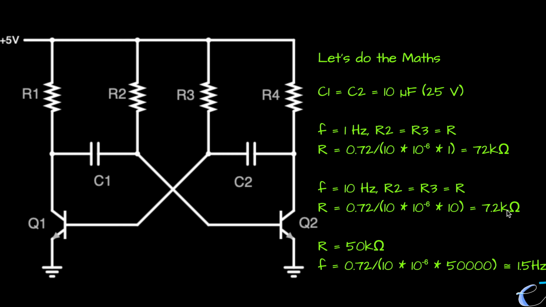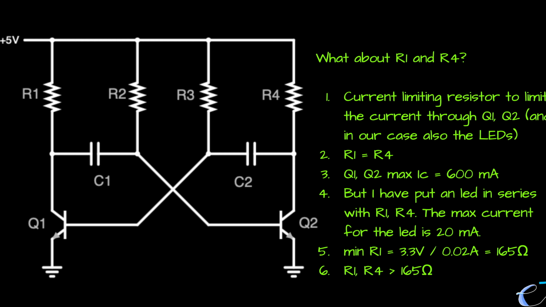Again, going by availability, I do have two 100 kilo ohm resistors, so we can put them in parallel and make a 50 kilo ohm resistor, which will then give us an effective frequency of 1.5 hertz, which basically means the LED will blink 3 times in 2 seconds, which should be very easily visible to the human eye. So this is good. And so this gives us the values for R2, R3, C1 and C2.